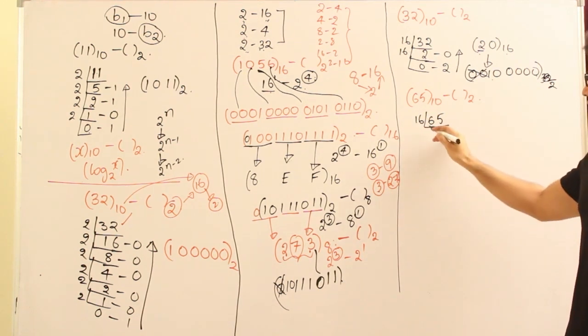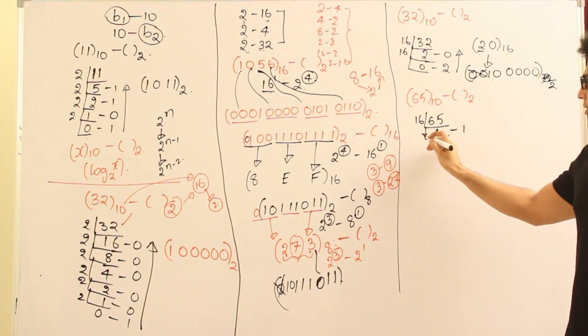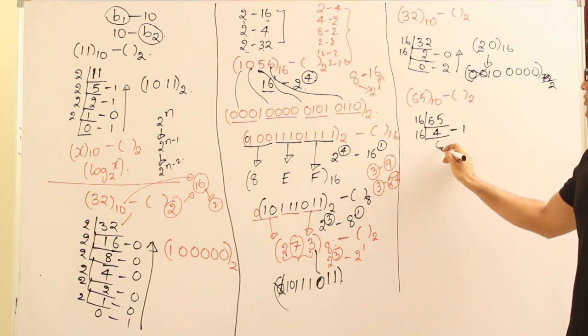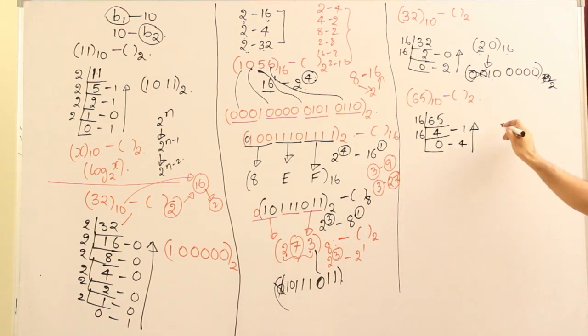When I divide 65 with 16, what is the quotient? 4. What is the remainder? 1. Right? And when I divide 4 with 16, what is the quotient? 0. What is the remainder? 4. Then you take this. Therefore 4 1 in base 16 is 65 base 10.